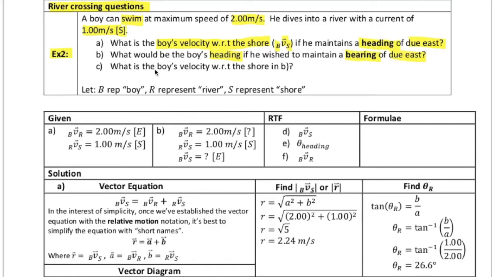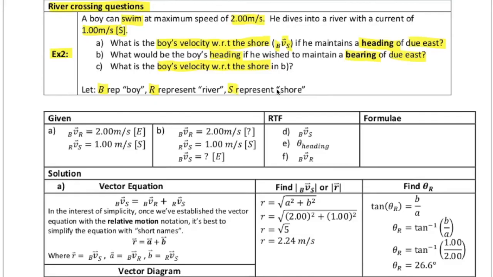And then part C, it's a follow-up on part B. We're asked to find the buoy's velocity with respect to the shore. So part B, we're looking for an angle. In part C, we're looking for the magnitude of the resultant as well as that angle that we found in part B. So in this particular question, B stands for the buoy, of course, R represents the river, and S represents the shore.